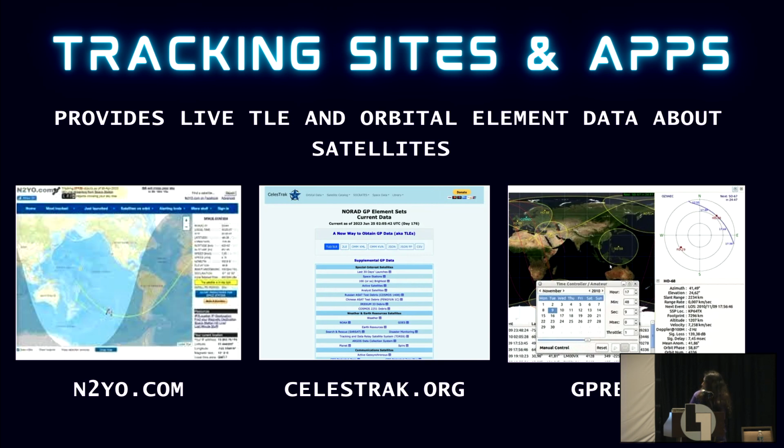I mentioned N2YO before, but the two other sites I like to reference are Celestrak, and if you want something locally on your machine that you can use at all times and has more features, such as saving satellite constellations, manipulating your own satellite environments by adding your favorite satellites, or having your own up-to-date TLE datasets, I would recommend using gpredict.